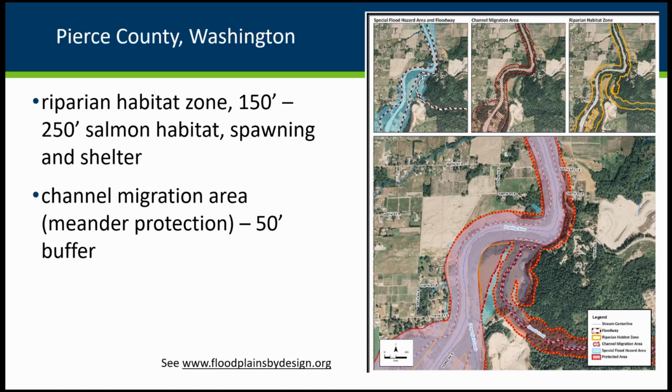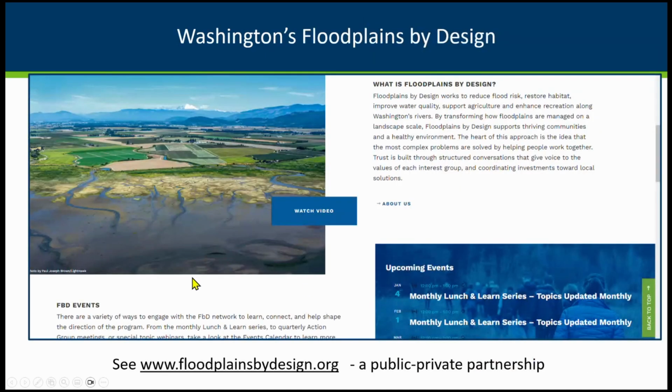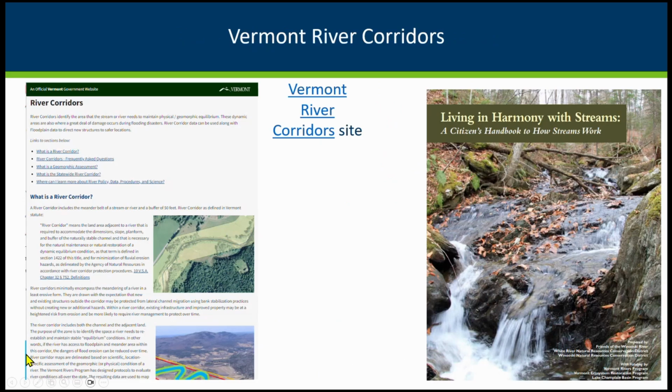Then I just want to shout out for what they're doing in the state of Washington. Pierce County in particular has had some requirements for many years where they leave these areas for protection and have some bigger setback areas. And they've got a site called Floodplains by Design that's got some nice background information, some videos, certainly some things to think about if you've got more riverine areas. Another great resource is the Vermont River Corridors.